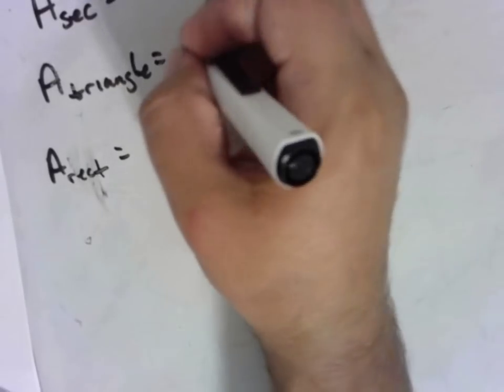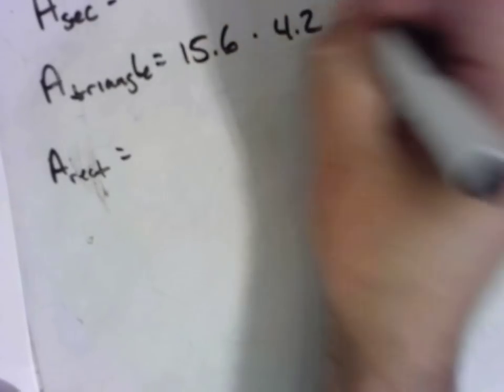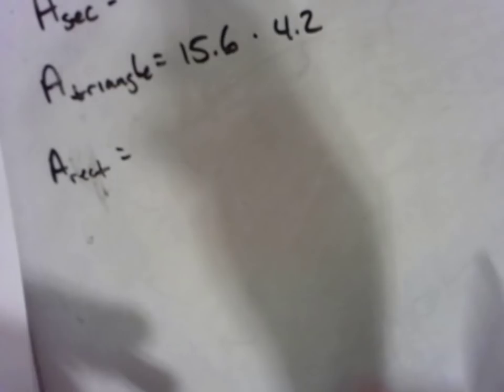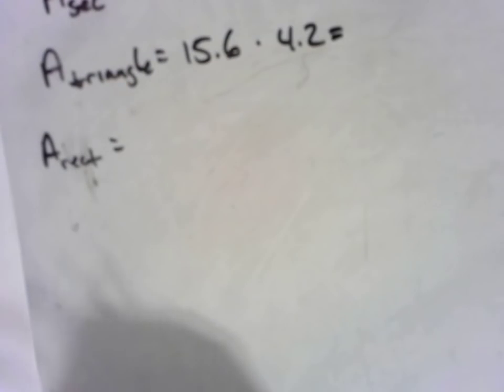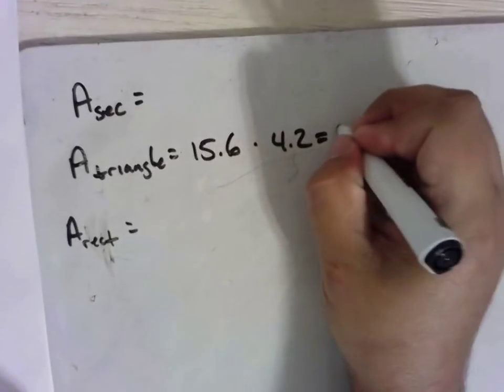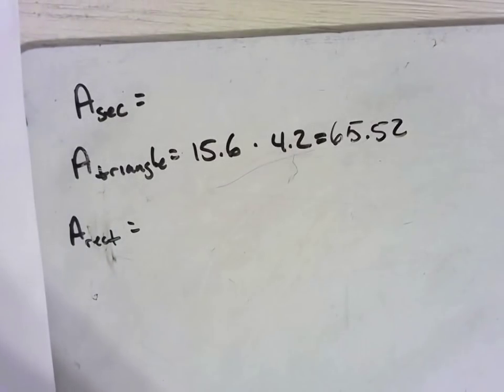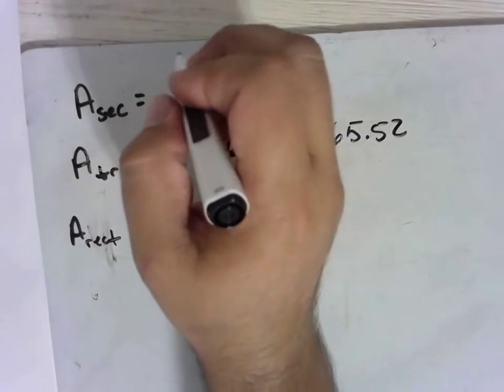The area of the rectangle, 15.6 times 4.2. The area of the rectangle is 15.6 times 4.2. So the area of the rectangle is 65.52.